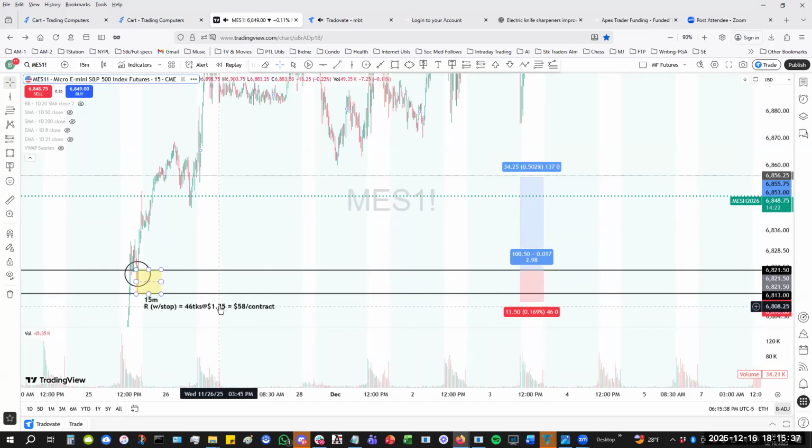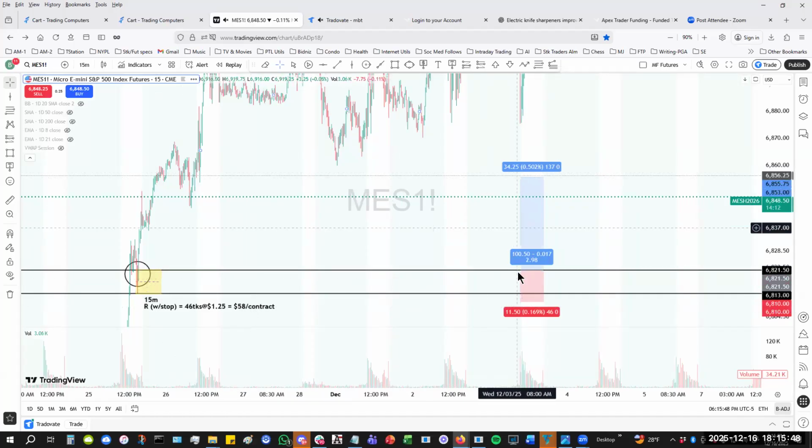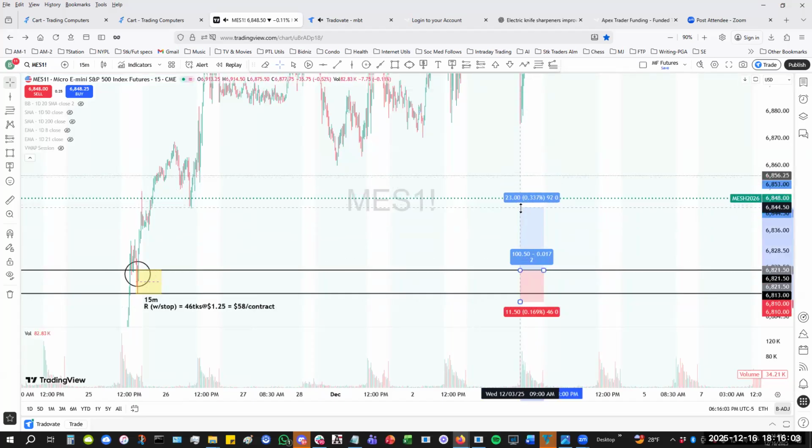Okay, and at $1.25 a tick, since we're using the micro, that works out to a risk of $58 per contract. So that was the foundation of the trade. And then right here we can see this is the risk reward proposition. That's our risk there of the zone plus the extra wiggle room, and then that's a 3-to-1 move out of here. Obviously, if I pull this thing down, that would be about a 2-to-1 trade.